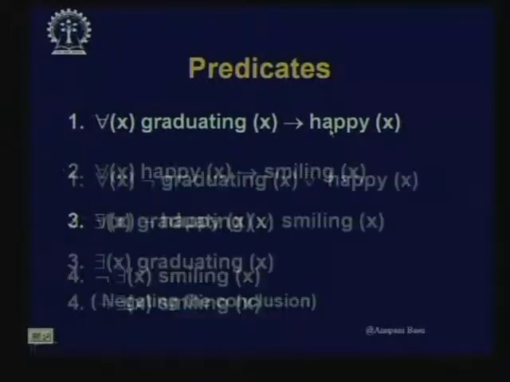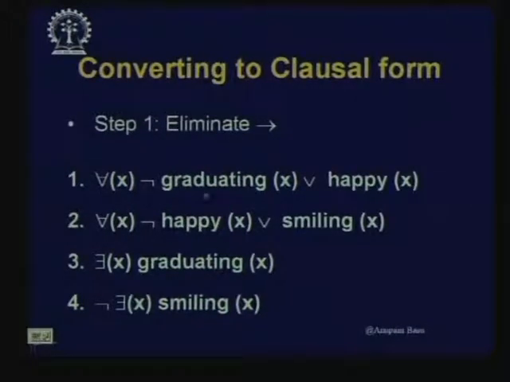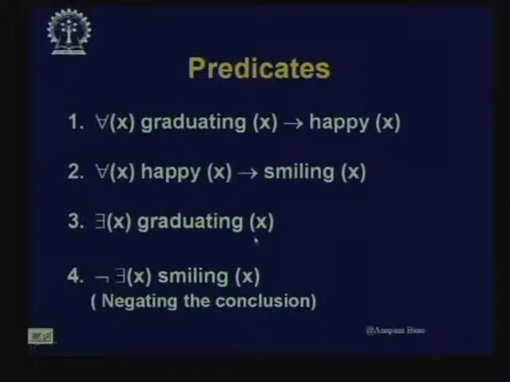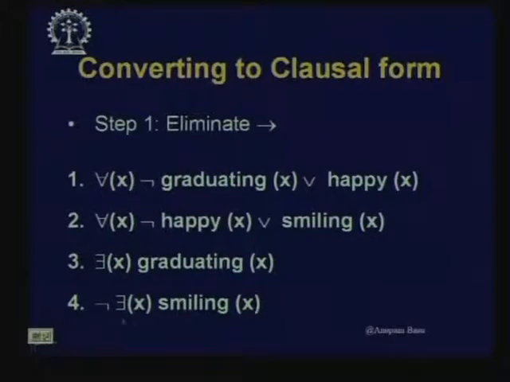So, similarly, we can do it for the others. Happy X was implying smiling X. So, that gets converted to not happy X or smiling X. Okay. There exists X graduating X, and this did not have any implication at all, that was as it is, and the second one was also not having any implication. This one, the fourth one, was also not having implication. So, now I have got a set of clauses which are all free of the implication sign. Okay.